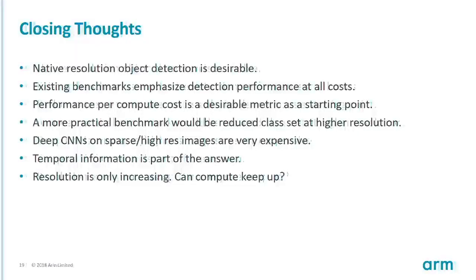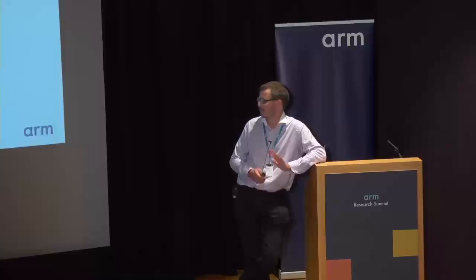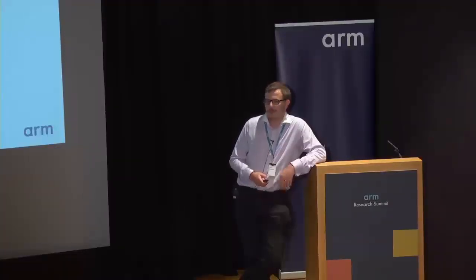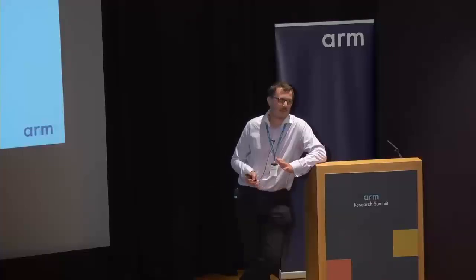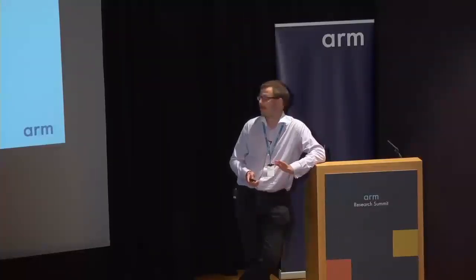Some closing thoughts: people think that CNNs are doing great work, and they kind of are, but I think there's an insufficient quantity of people worrying about how tractable they are at the edge. At the edge, as I said, you have your 1 teraop, or 5 teraops maybe, something in that ballpark, and people are proposing deep neural networks which have a model size of hundreds of megabytes, not even considering the ops cost. So existing benchmarks are emphasizing detection performance at all costs without temporal information.